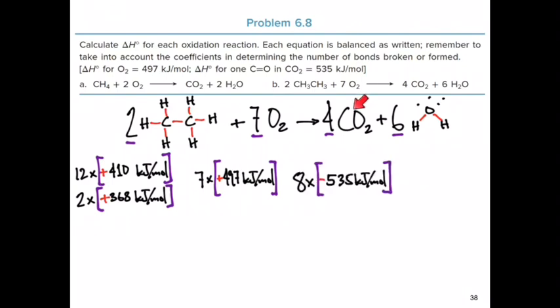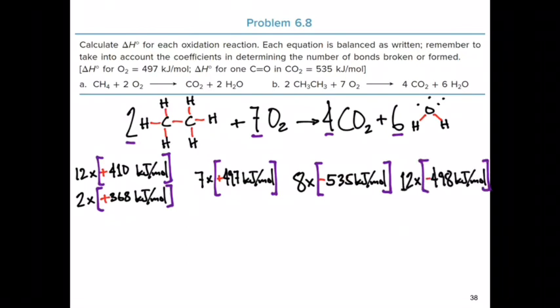And for carbon dioxide gas, it says over here that 1 carbon to oxygen double bond is formed and releases 535 kilojoules per mole of energy. And so since we have 2 carbon to oxygen double bond per mole of carbon dioxide gas, multiply that by 4, and we have a total of 8. So 8 times this amount of energy. So we would multiply this by 8.